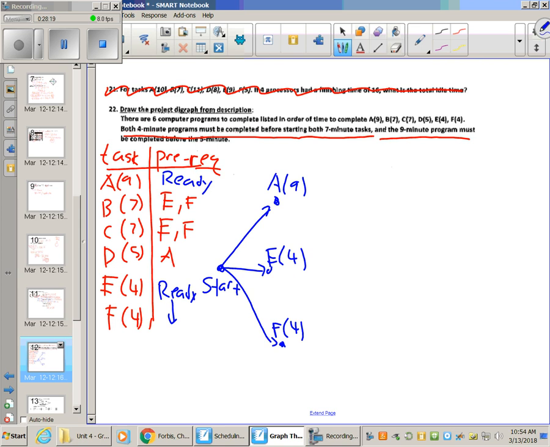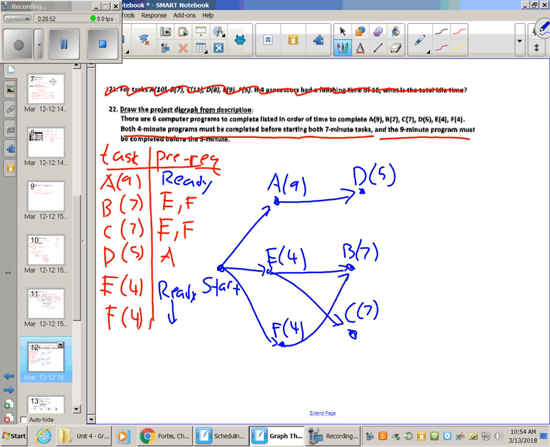Okay. From here, let's have the prereqs being pointed to the ones they have to go to next. So like A has to point to D, right? A has to be completed before D with a processing time of 5. Now E and F both have to be completed before B and C are completed. So how about B with its processing time of 7 and C with its processing time of 7. So like both E and F have to be completed before B starts. E and F both have to be completed before C starts. And then finally, once all 3 of those are completed, okay, we're done.